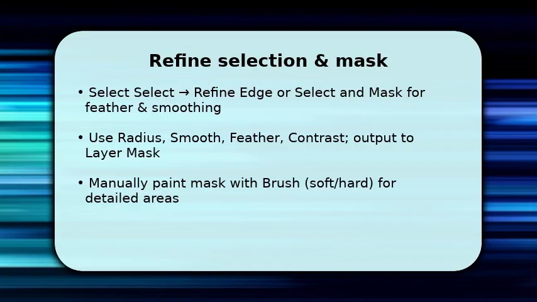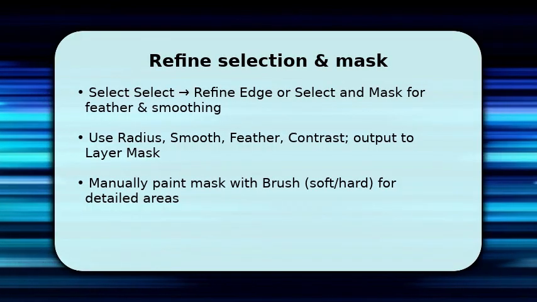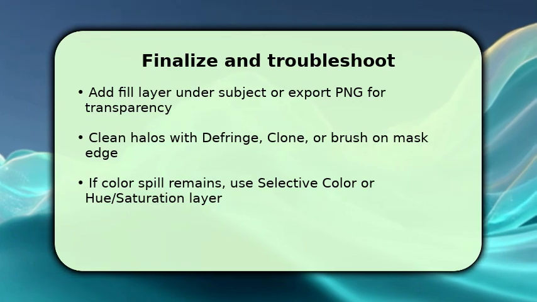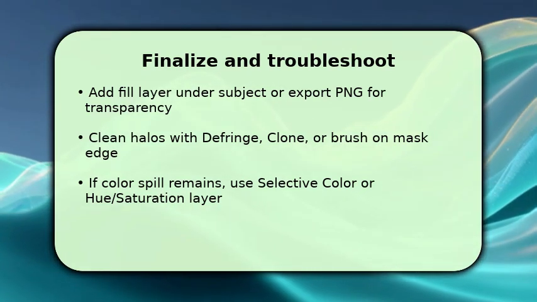Then, fine-tune the mask. Pick a soft brush to blend hair, a hard brush to restore sharp objects, and paint white or black on the mask to reveal or hide. Make sure to toggle Preview to judge final edges. To finish, put a solid fill layer under the subject or export the file as PNG for transparent background.